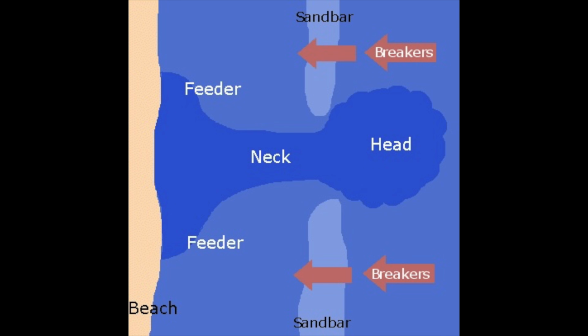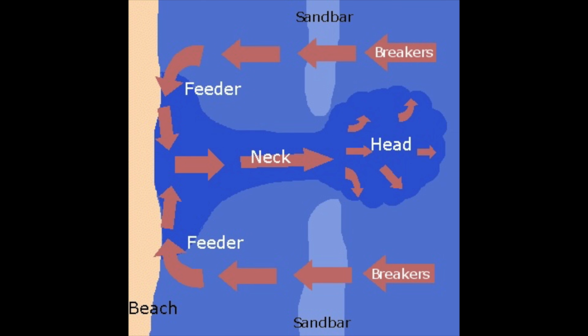The anatomy of the rip comprises the feeder, the neck, and the head. The way I relate to this is almost a classic thunderstorm via the thunderhead.